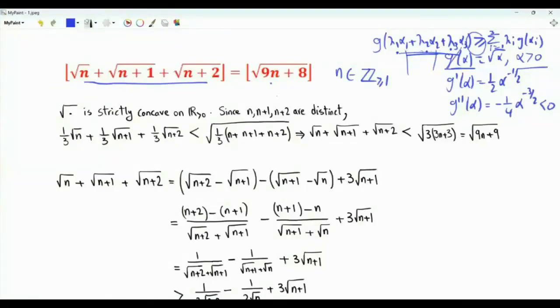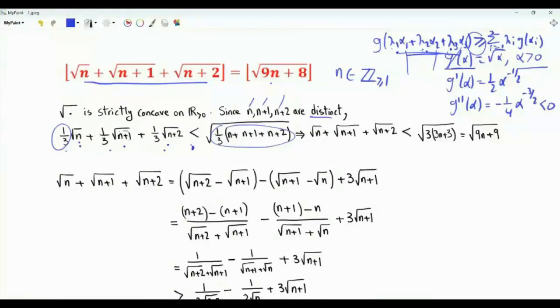Let's apply this inequality. The alphas in our case are n, n plus 1, n plus 2. They are distinct, hence we have a strict inequality. In our case, we set lambda 1 equal to lambda 2 equal to lambda 3 equal to 1/3. The concavity of the square root function implies that 1/3 square root n plus 1/3 square root n plus 1 plus 1/3 square root n plus 2 is strictly less than the square root of the convex combination.